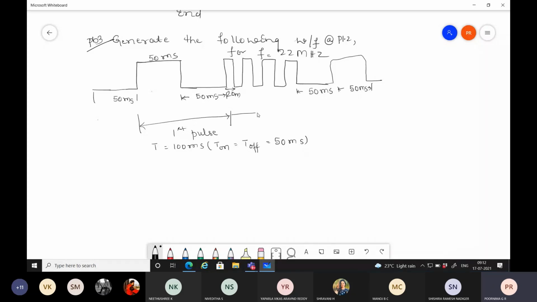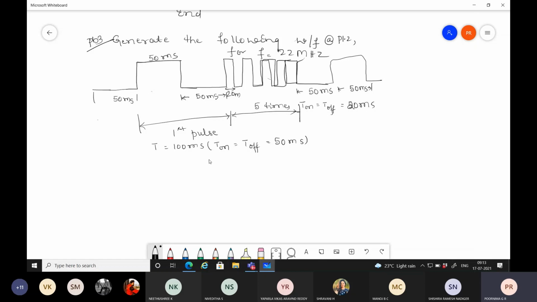So the T on period and T off period for the first pulse is equal to 50 milliseconds. Later, 5 times on and off period: 1, 2, 3, 4, 5. So 5 times T on and T off that you are supposed to generate for 20 milliseconds. This is the type of problem given. Here only 4 pulses are there. Please add one more pulse so that you can see 5 pulses.